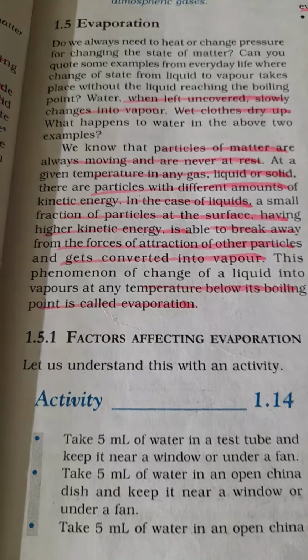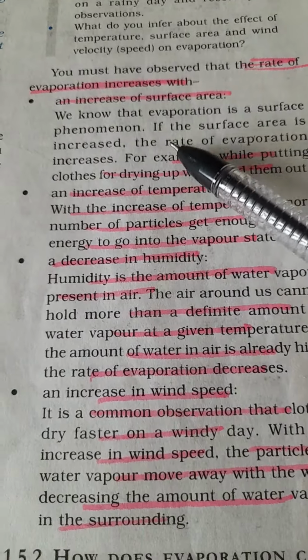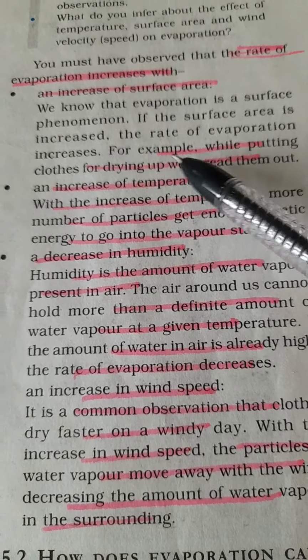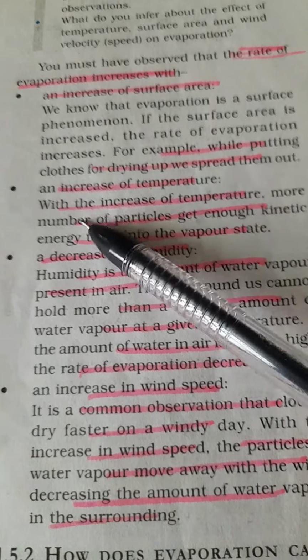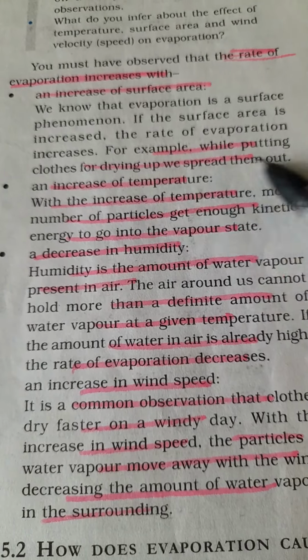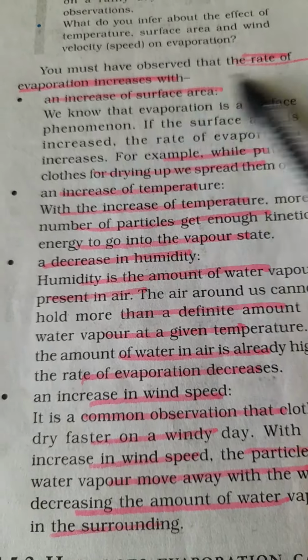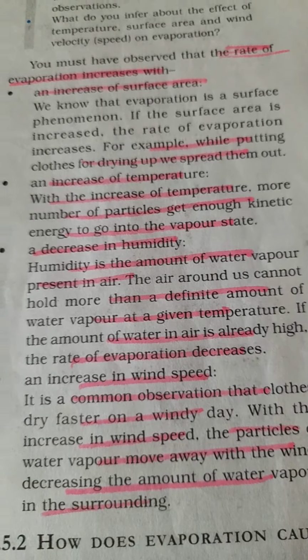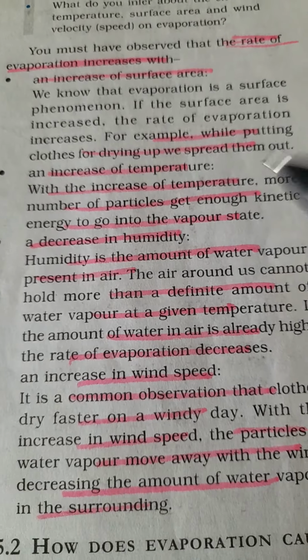Now, what are the factors which affect evaporation? There are a few factors. First, when you increase the surface area, the evaporation rate will increase. See, when you fold the clothes and hang them, they won't dry fast, but when you spread and hang them, the water evaporates immediately and the clothes dry.